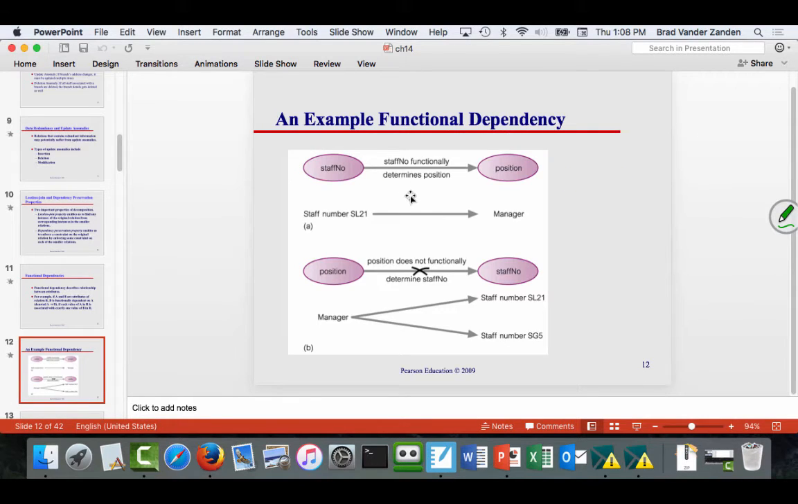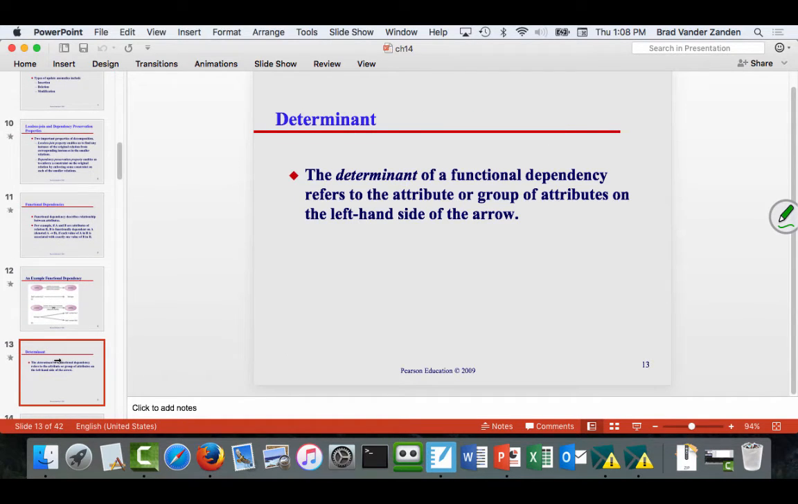Okay, so staff number determines position is a functional dependency, but position conversely does not uniquely determine a staff number. For example, we may have multiple managers, or we might have multiple sales agents. So just because the relationship goes in one direction doesn't mean it goes in the other direction. Okay, so we call the left-hand side the determinant. Just an easy way to refer to the group of attributes that make up the left-hand side of a functional dependency.